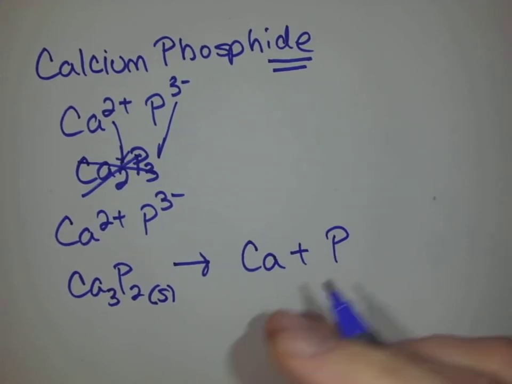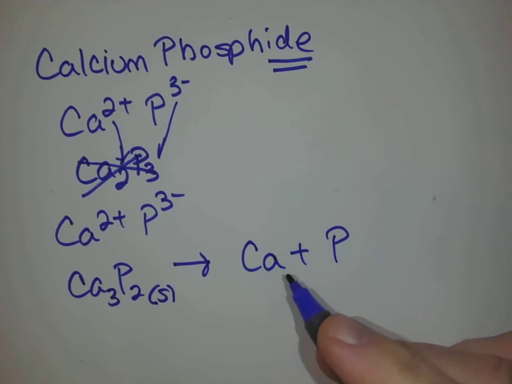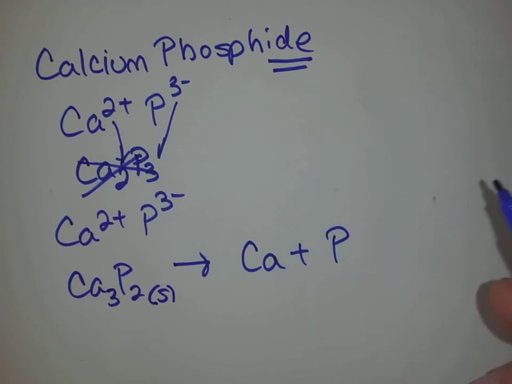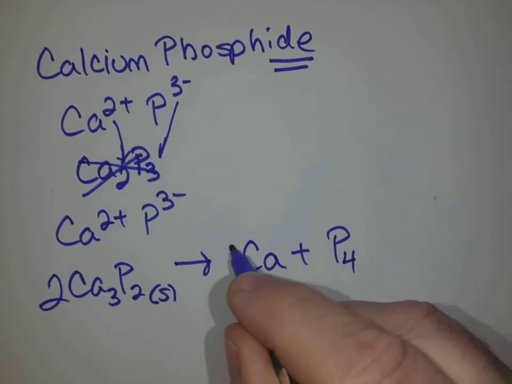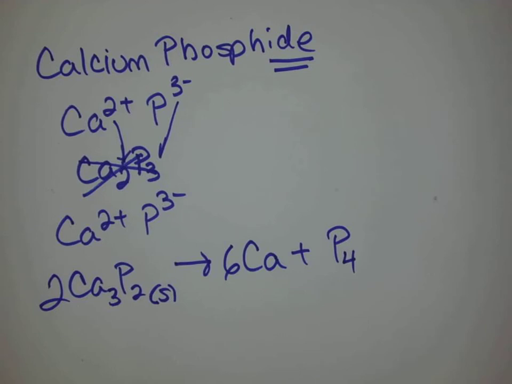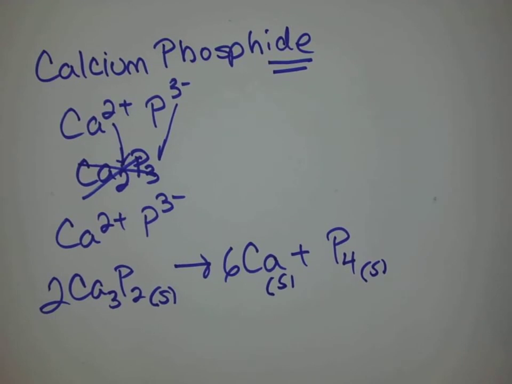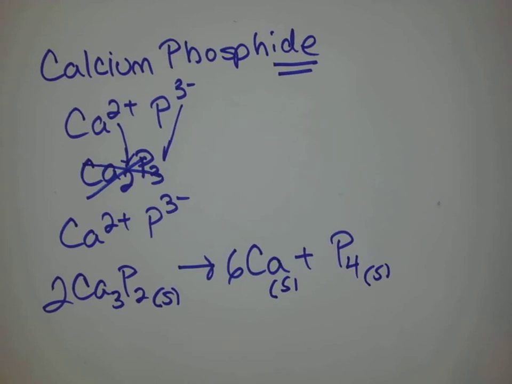So, are any of these diatomic? Well, calcium is not. Phosphorus is not diatomic, but it is tetraatomic. And we've got to put a 2 in front of the Ca3P2 and a 6 in front of calcium to balance that out. Calcium will be a solid, and phosphorus a solid, and you could look up what these things are. There's not too many gases on the periodic table. Everything else is a solid.